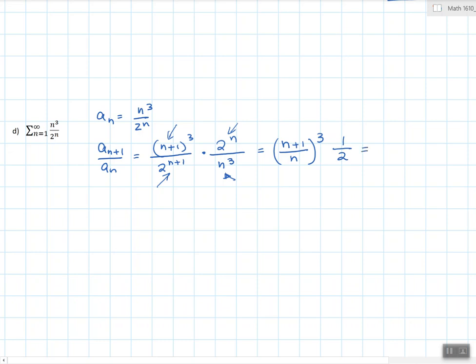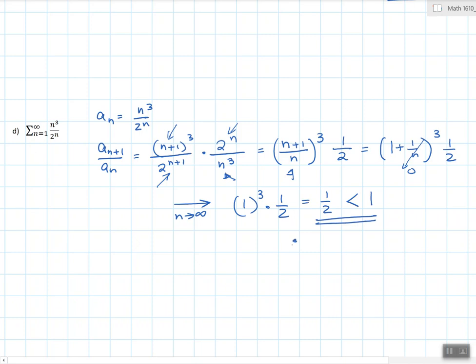Now this time it's very easy. It's 1 plus 1 over n cube times half. So now if I take the limit n going to infinity, this guy is going to go to 0. So I'll have 1 cube times half, which is half, and that's less than 1. Therefore this series converges. Very efficient.